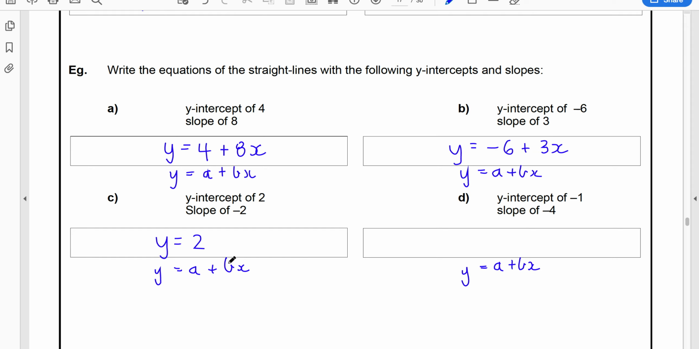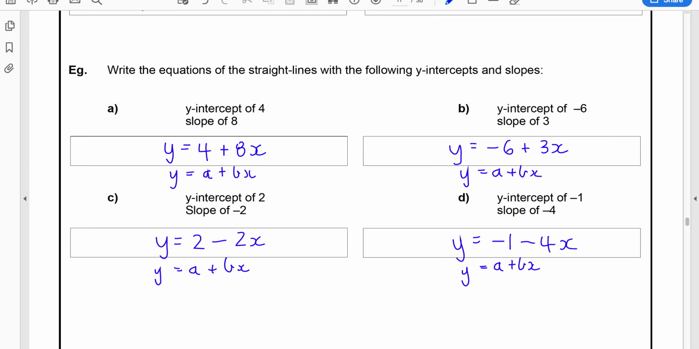But when I've got a negative slope, I don't write plus, never do this. It's not technically wrong, but it's not good, what we call mathematical conventions. It's not the way that we would write it. It's not simplified, in other words. So we'd write take away 2x. And then this last one, y equals, got a y-intercept of -1, slope of -4. There we go.